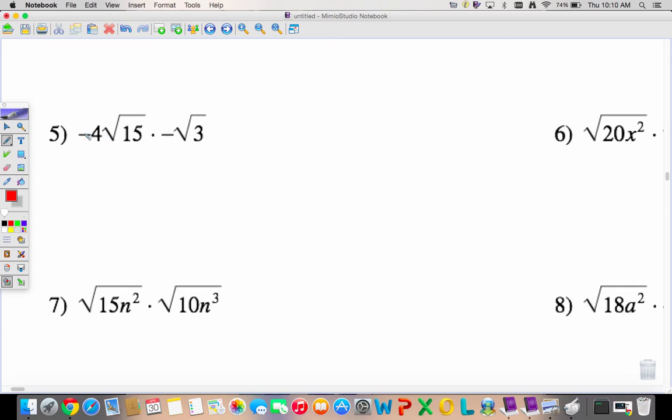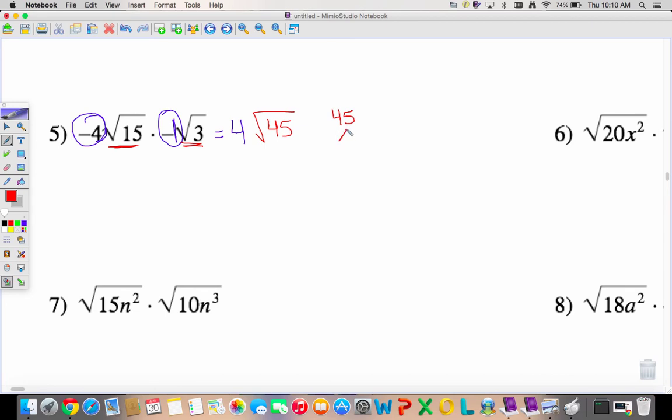Number 5, look on the outside first. We have a negative 4 right here, and we have a negative 1. Multiply those first. Negative 4 times a negative 1 is a positive 4. Now we're going to focus on our square roots. So we definitely have a square root of 15 times 3, which is 45. So let's go ahead and simplify the square root of 45.